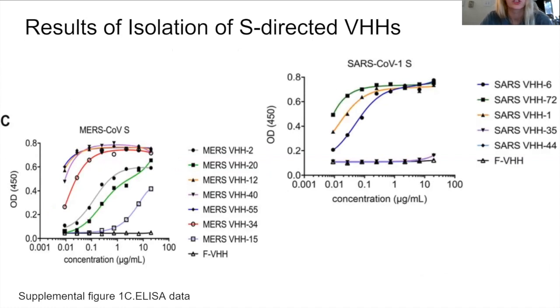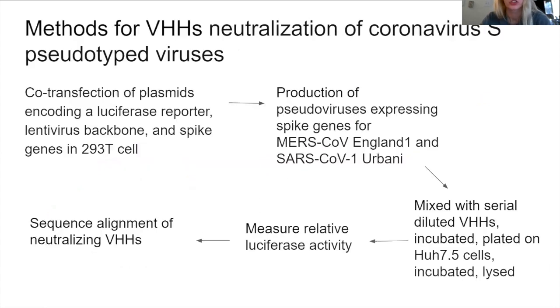Looking at the MERS side, antibodies of interest are antibodies 55, 12, 34, and 40. And for SARS, those antibodies are 72, 1, and 6. The importance of these is that they show the highest binding affinity to the S protein. Additionally, the group wanted to see if these antibodies were capable of neutralizing their respective viruses.